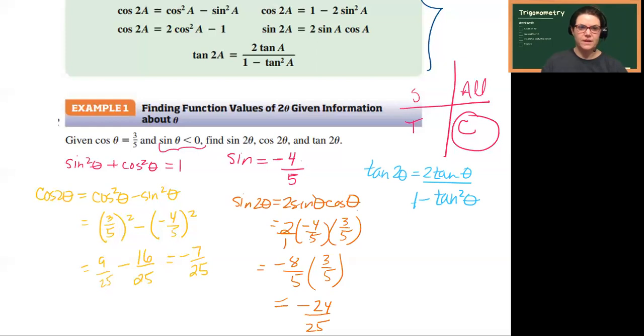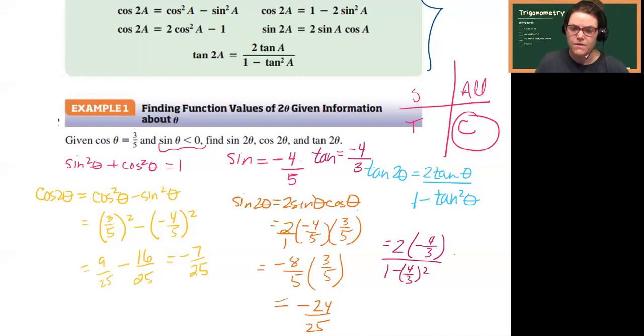If I know what sine and cosine are, sine is negative 4/5, cosine is 3/5. Remember, tangent is sine over cosine. So it's going to be negative 4, that's from the sine, over cosine of 3, because the 5s would cancel out. So it's negative 4/3. So when I'm plugging in, I get 2 times negative 4/3 over 1 minus 4/3 squared, which is negative 8/3 over 1 minus 16 ninths.